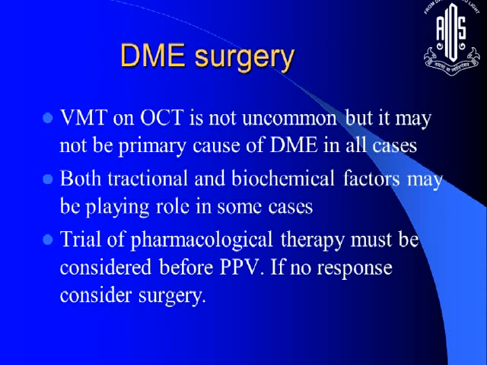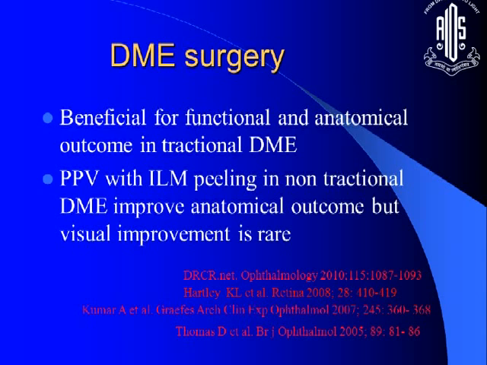So as far as DME surgery is concerned, VMT on OCT is not uncommon, but it may not be the primary cause, as I said, in all cases. So both tractional and biochemical factors play a role, and this is being taught more and more at this time. So at this time, what is being thought of is that we must give a trial of pharmacological therapy before PPV, because many of them may respond, and if they don't respond, then only consider surgery. So this is what most of the time is being thought.